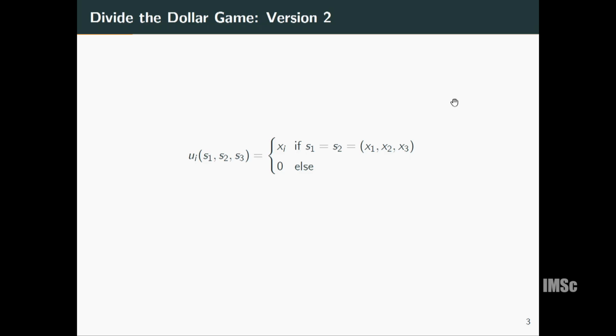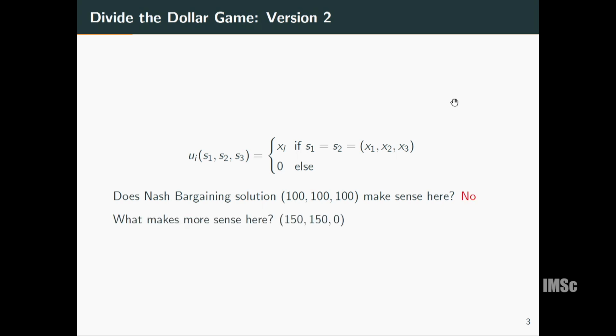Again, we are doing game theory, rational and intelligent. I want to maximize my utility. I don't care what my brother does. So then it does not make sense to give 100, 100, 100. In this case, since 2 brothers are sharing the bargaining power, it will be 150, 150, 0.